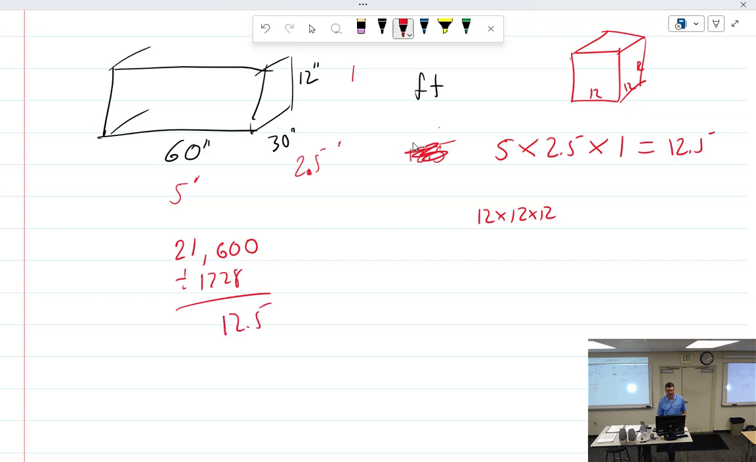12.5. So there are many ways to go, but I would absolutely do it this way. What's the conversion rate of the volume of gasoline? They're going to tell you in just a minute. They always give you that. You never have to memorize it.